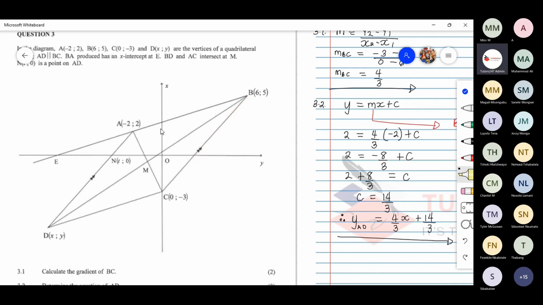So I'm going to highlight it in yellow. So line AD and line BC. Do you see these arrows here that indicate that they are parallel? Because those lines are parallel, it means that their gradients are equal. So the gradient of AD is equal to the gradient of BC, based on the fact that the line AD is parallel to BC. Okay, does it make sense? Yes, it does. Perfect.